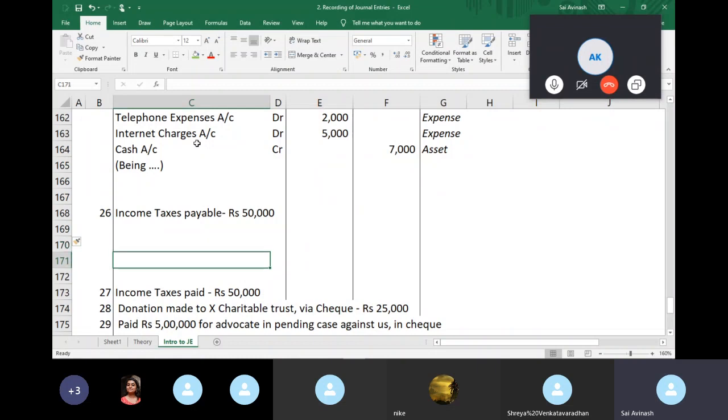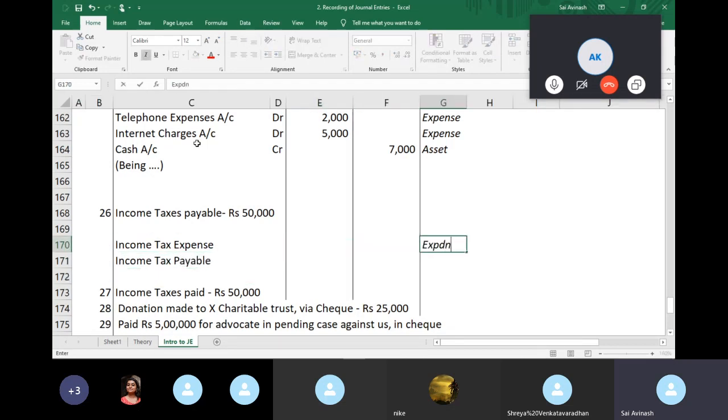The government requires me to pay taxes. If I pay taxes, the government lets me do my business. So income tax is an expense, and there is also tax payable. Let's just create an account. So we create an expense account and we create a liability account.